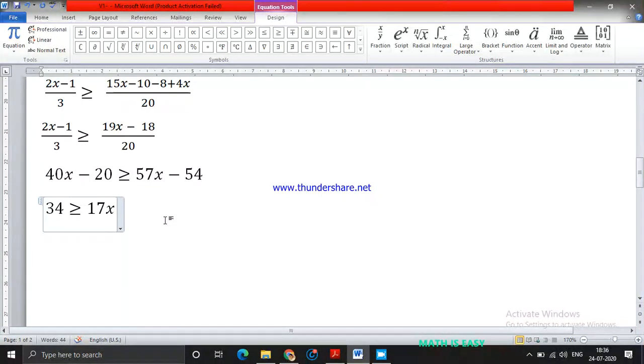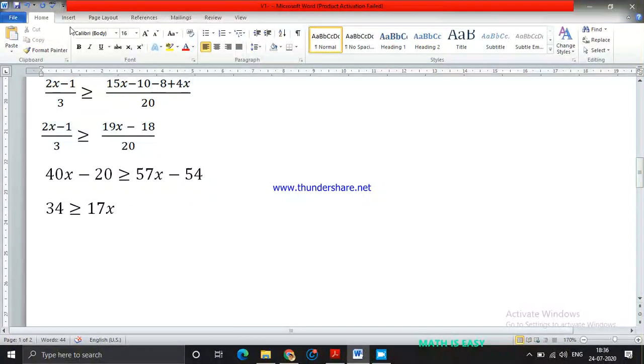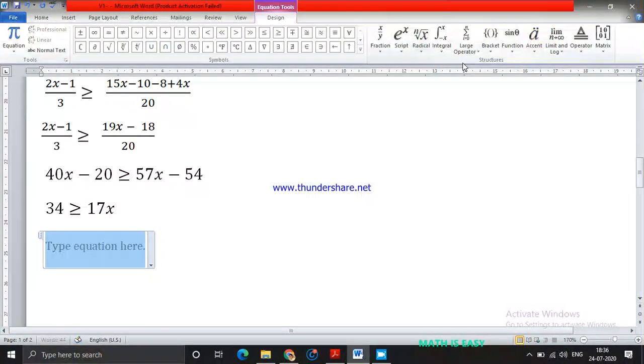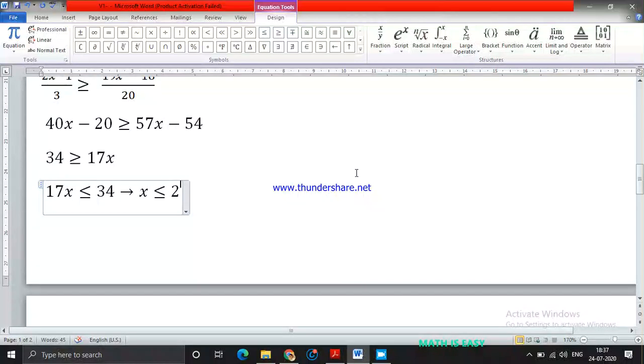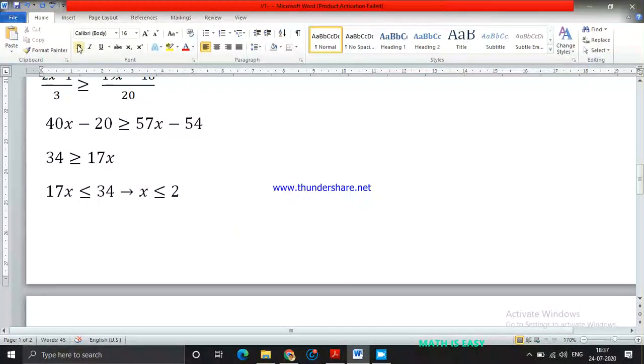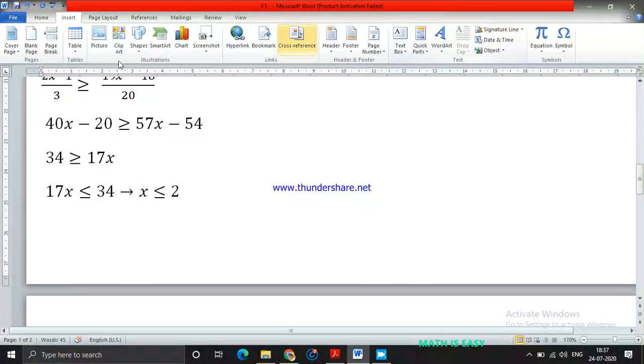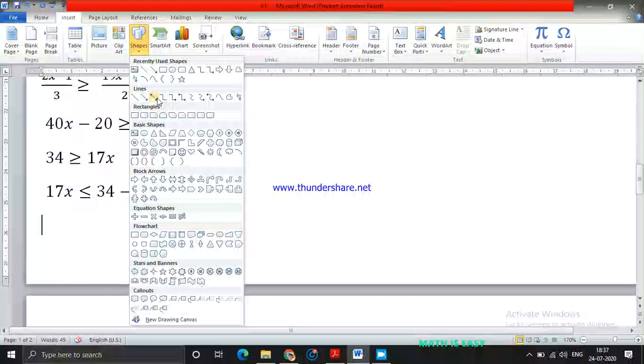So if I do this way, then x is less than or equal to 2, I think, because here I can write it as 17x is less than or equal to 34. That implies x is less than or equal to 2. If x is less than or equal to 2, then the solution set will be minus infinity to 2. So you can draw the number line. I think I explained it in the last class already. If you want, you can do it again.